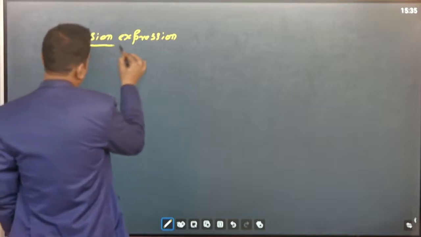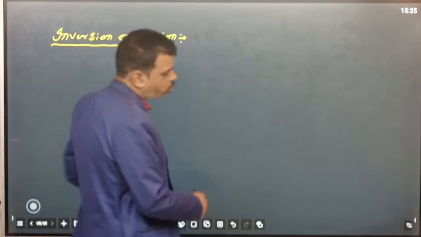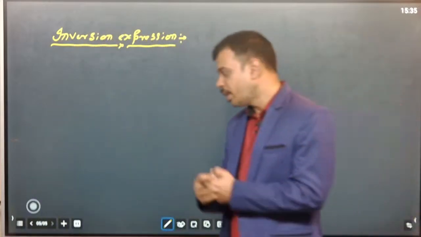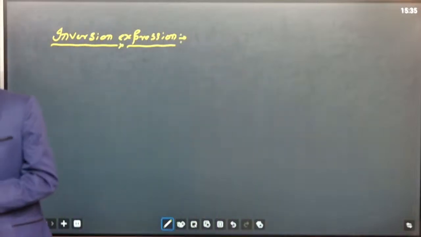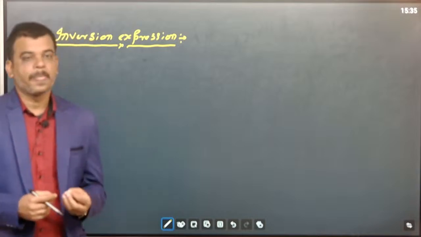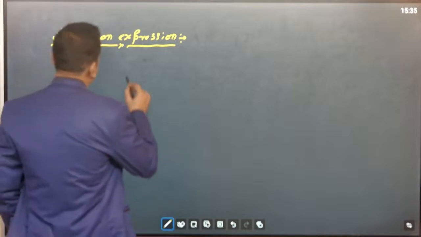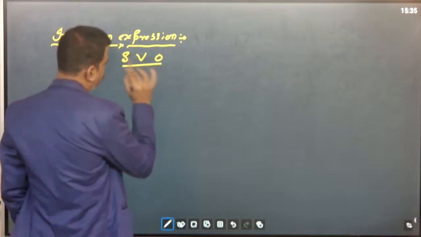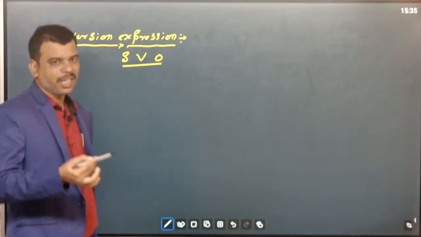Inversion expression. What is inverse? As I told you, it is the opposite term, the inversion. Just have a look at what happens generally. Normally we have a structure like this, SVO. In normal we have the structure SVO, subject verb object.